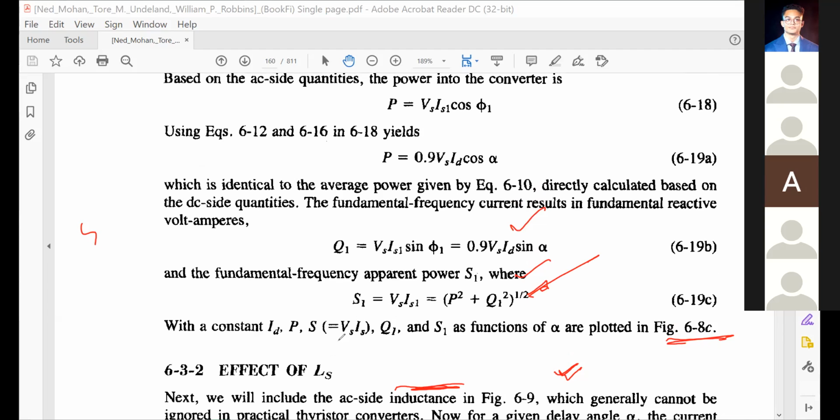So that is your apparent power. And this will be your VSIS. S will be this one. But this IS will be your capital ID, right? And that has been plotted in figure 6.8. See that I told you. I'll come back, and let us first see the equation. Okay.